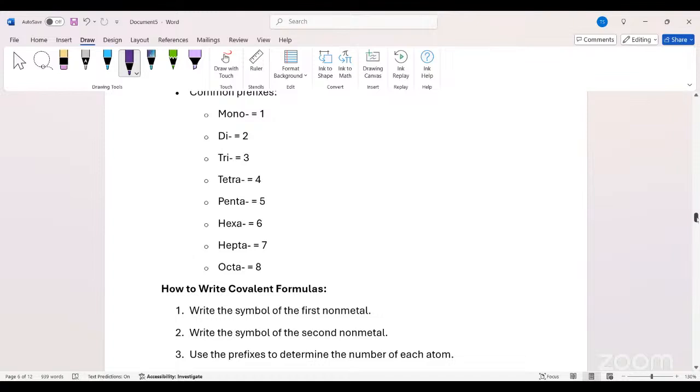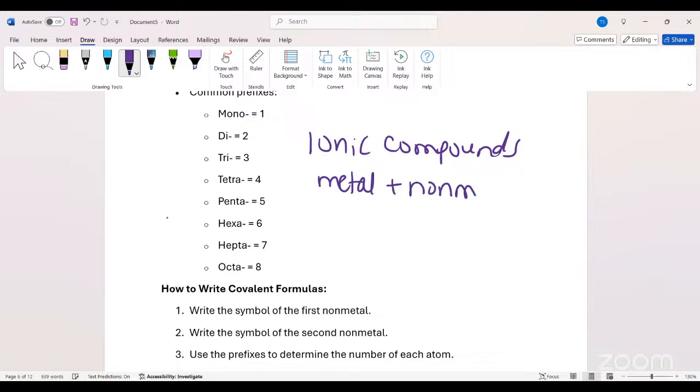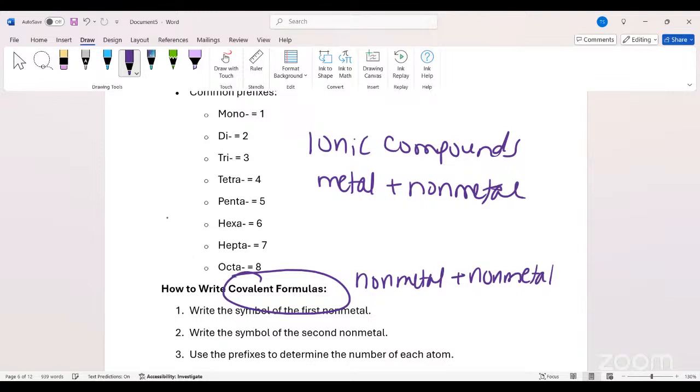Leah, you asked, how do you know if it's covalent or ionic? Okay, remember, ionic compounds are metal plus non-metal. What we're talking about now are covalent compounds, and those are two nonmetals combined together. Two nonmetals combined together, okay?